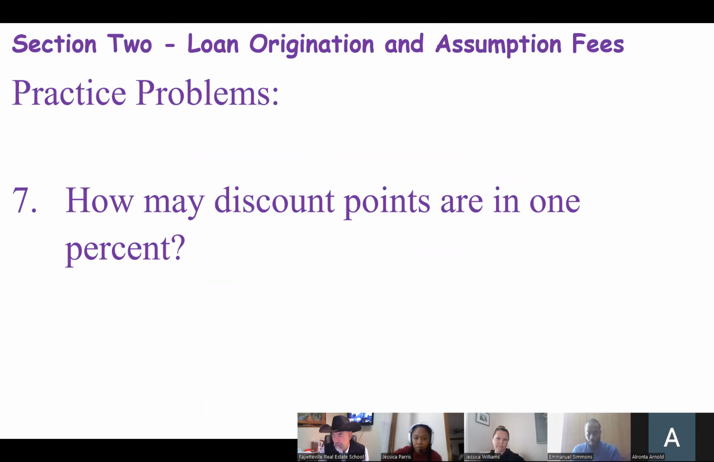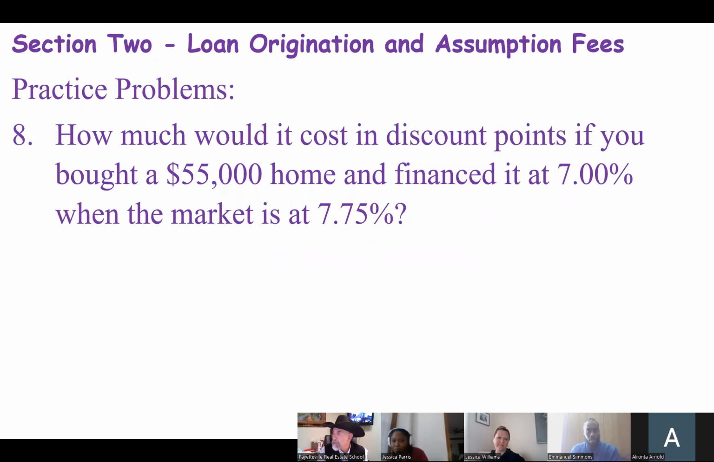This is real easy. I don't know why I even have this question there. How many discount points are in 1%? In other words, an entire pie equals how many discount points, E-Man? How many discount points are in an entire pie, 100%? E-Man can't hear us right now. We're going to say 8 points. Right, we got you, man. Yeah, my mic went for a minute for some reason. Yep, there we go. We got you on mic now. 8 points.